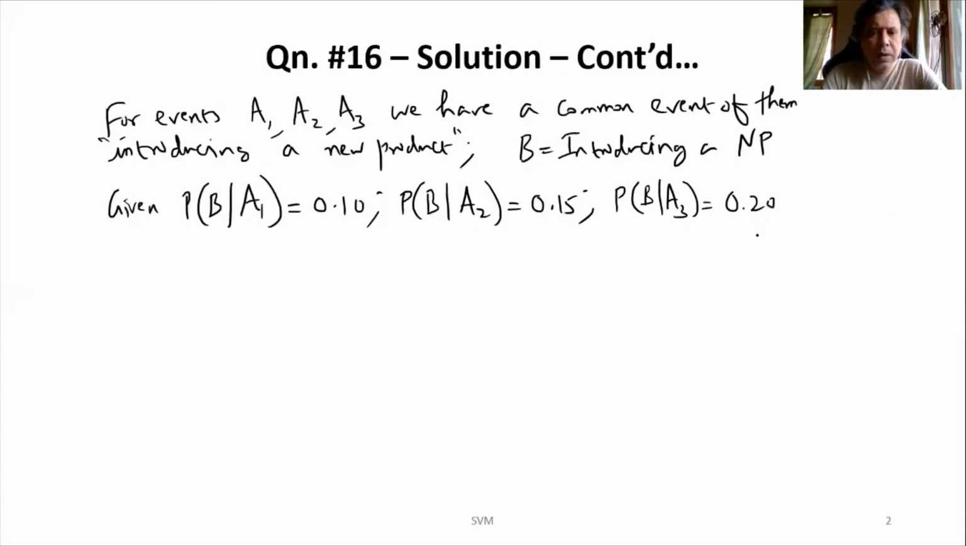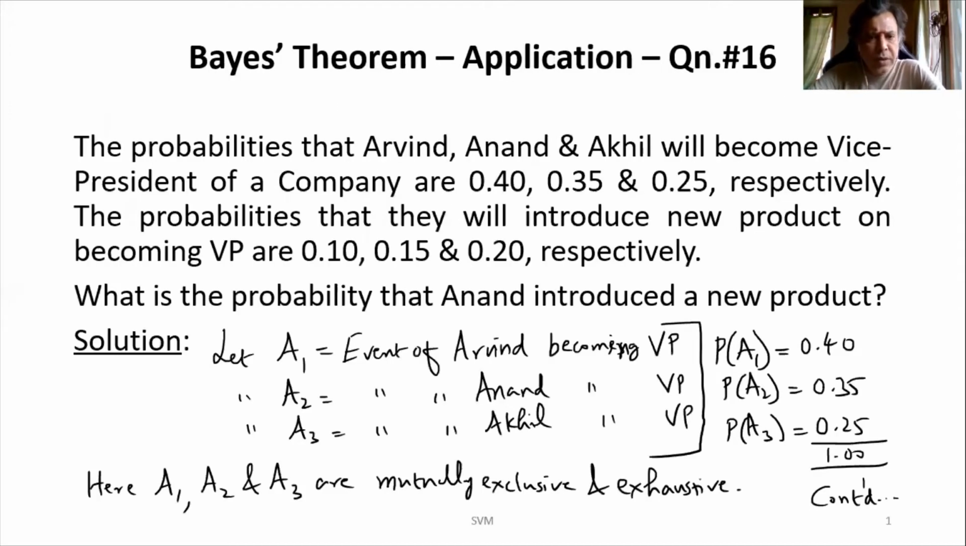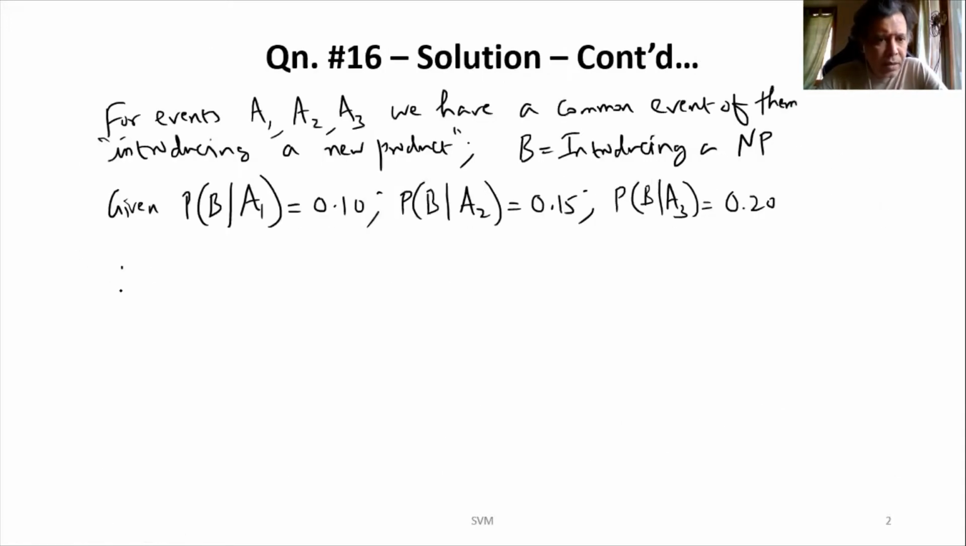Now, with all this information, what is the question? What is the probability that Anand introduced a new product? Already we said that these people get authority for introducing a new product only if they become a VP, right? So probability that Anand introduced a new product, if you look into this, introduced, that has already happened, means past tense. Anand means it is actually A2. So we are supposed to find what is probability of A2 given that new product is already introduced.